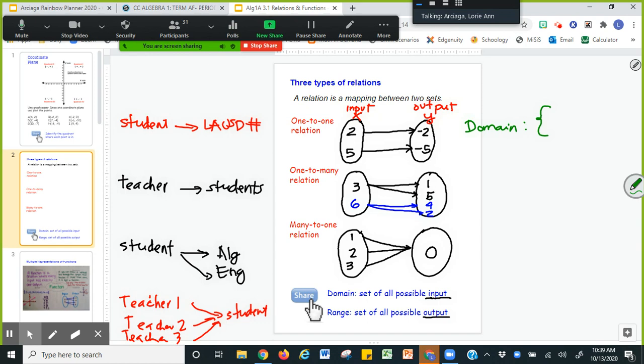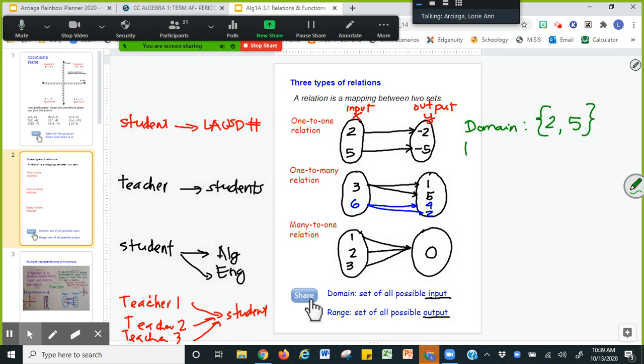Okay, so now let's list down the possible input values. So what are the numbers in the input of these one-to-one relation? So just look at the 2 numbers inside your oval. They are 2, and then separate them with a comma, 5. That's it. Why? Because they are the only 2 under the input column, right?